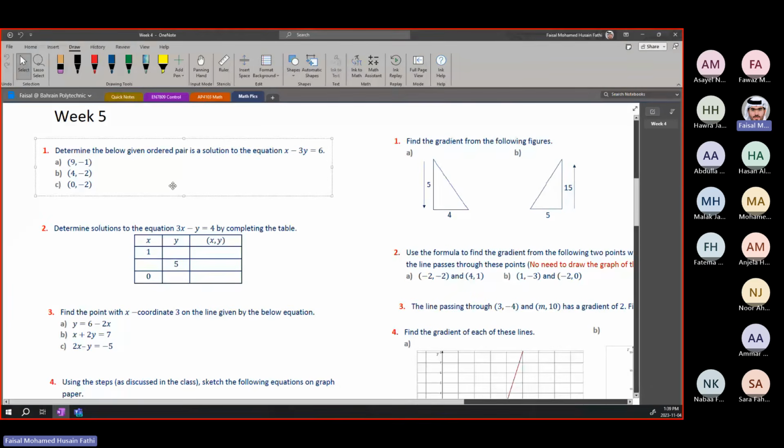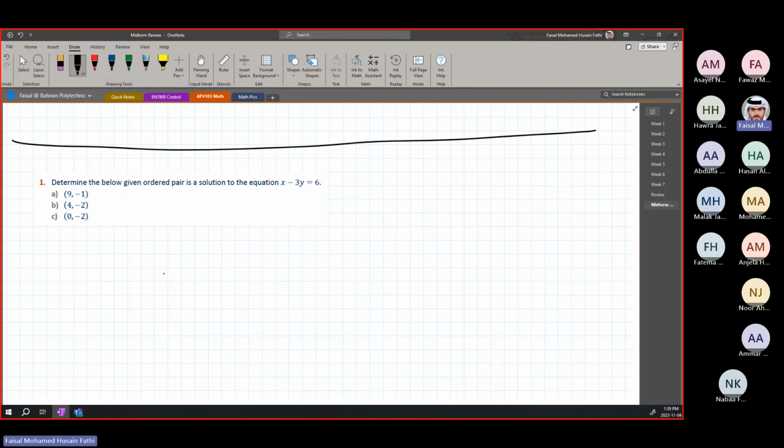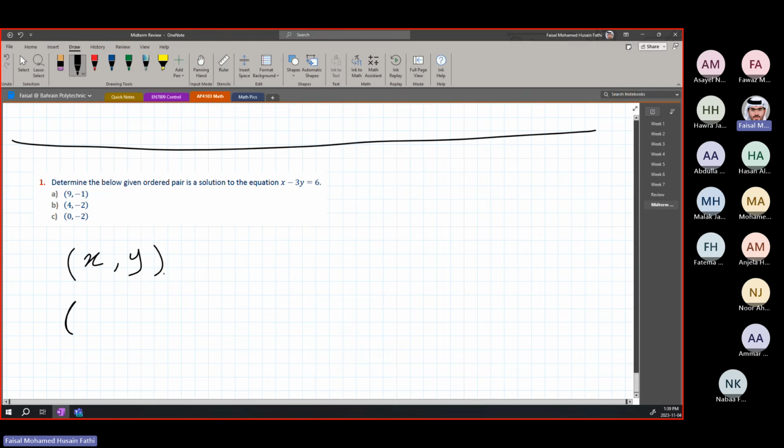So week 5 is graphing. Okay, determine the following. These are very easy questions. I'm going to try to go very quickly through them. Determine the below given ordered pair. All you have to do is you know that when you have a coordinate, this is x and this is y. So for part A, the x value is 9. X is equal to 9 and y is equal to minus 1.